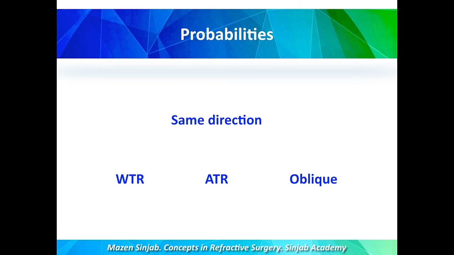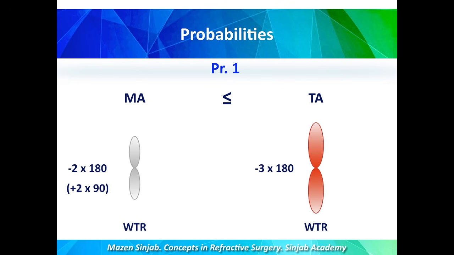Regarding same direction, there are 2 probabilities under with the rule astigmatism, 2 probabilities under against the rule astigmatism, and 2 probabilities under oblique astigmatism. Now we will start discussing each probability in depth.